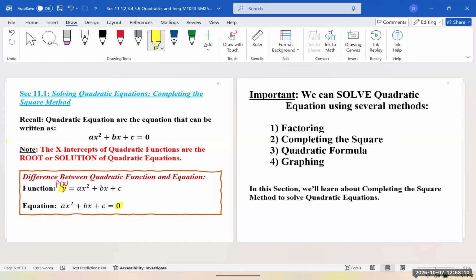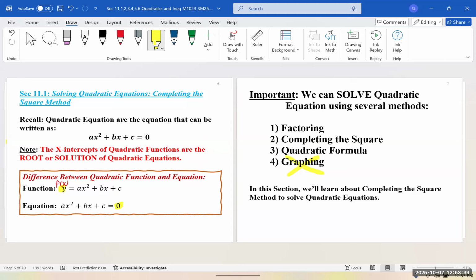If you know how to graph, then you can graph it. But the downside of graphing is that you have to graph accurately. Otherwise, you cannot see your x-intercept. Especially if you have a non-integer solution, like square root of 2 as your answer, you definitely cannot find it by graphing, because we cannot graph square root of 2 on the graph. So graphing is the worst method.